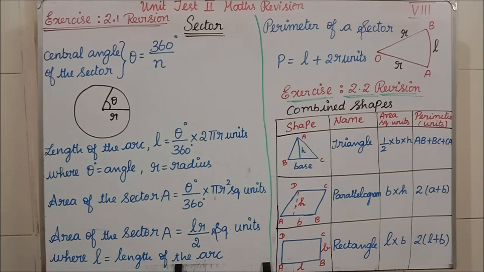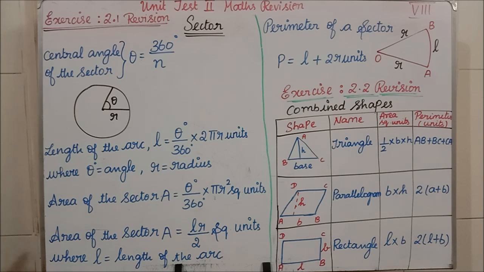Next, chapter 2, measurements. In that, the first exercise, 2.1, we are going to revise now. Students, in chapter 2, the first exercise is fully based on what? Circle. Isn't it? In that circle, mainly we have learnt about the sector. Now I am going to explain the formulas based on the sector. Using those only we have solved all the problems in that exercise.